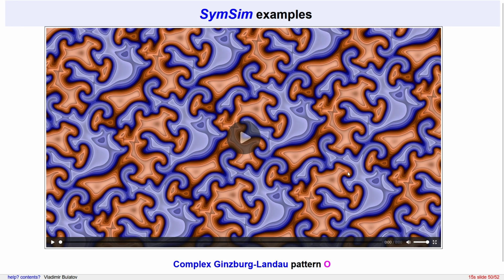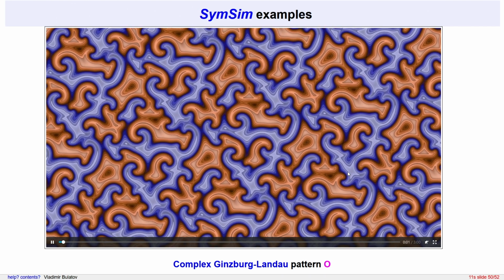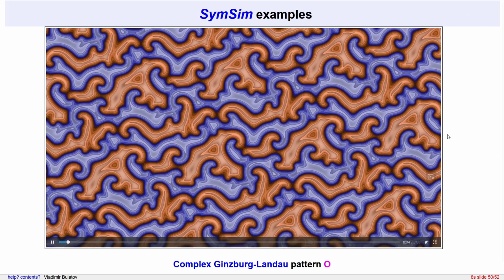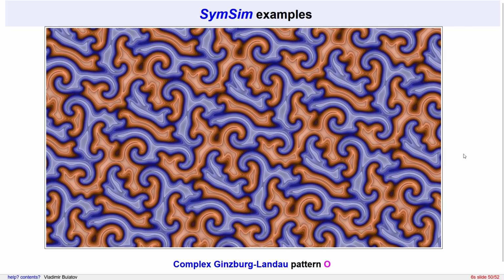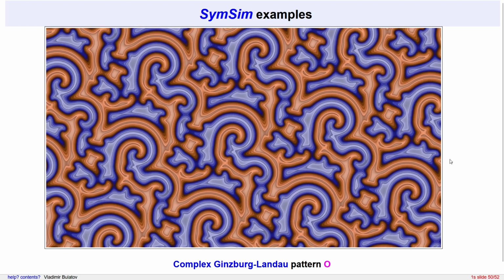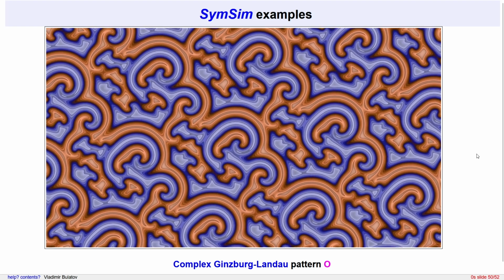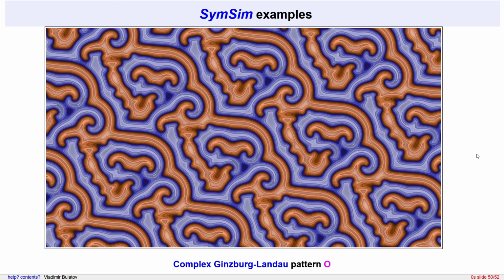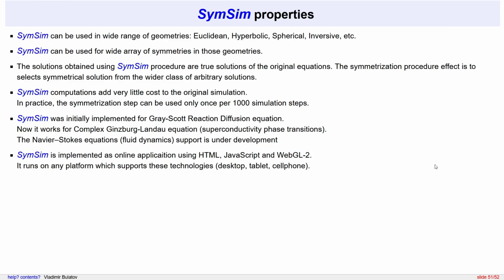And this approach works perfectly well for any system. Now it is the Ginzburg-Landau equation, which is describing the superconducting condition, and it has positive and negative parts. They kind of interpenetrate each other. And this simple SymSim has nice properties, but the nicest property is that it is actually implemented as an HTML application in JavaScript and runs inside a web browser on any available platform.